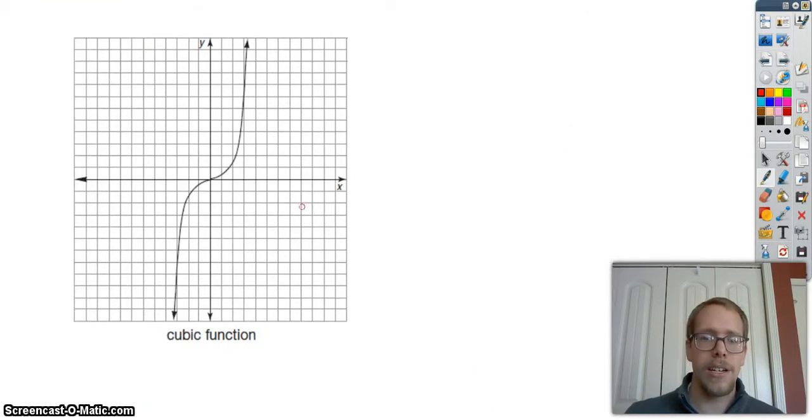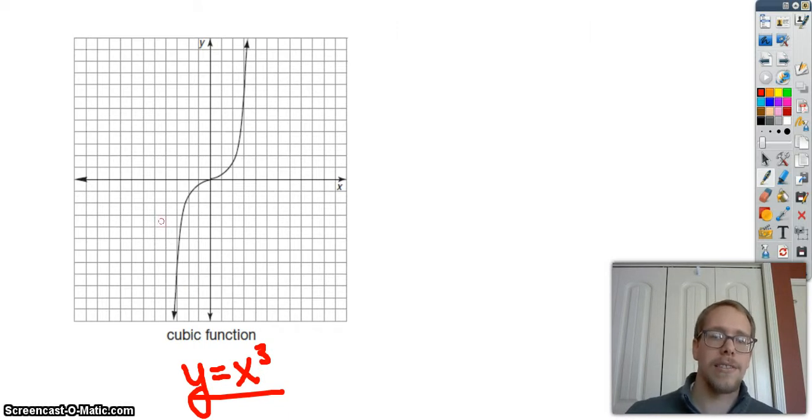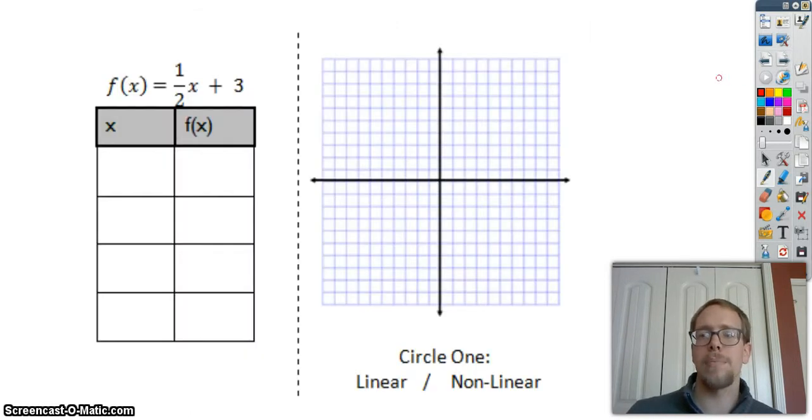And here we've got a cubic function whose parent function is y equals x to the third power, x cubed. And again, you notice that this rate of change is not constant. So let's take a look at a couple examples. Here we've got some function, and what I want to know is, is it linear or is it nonlinear?